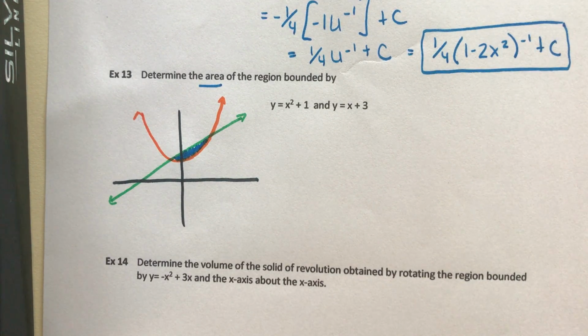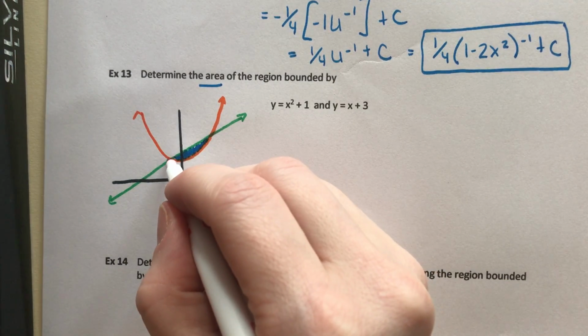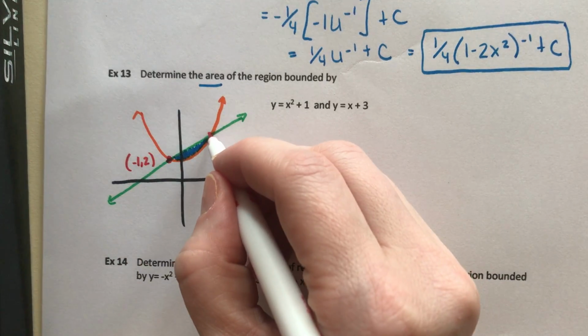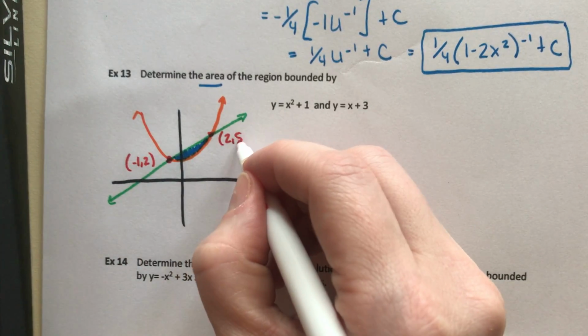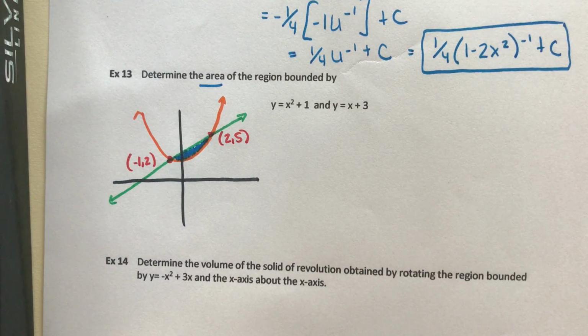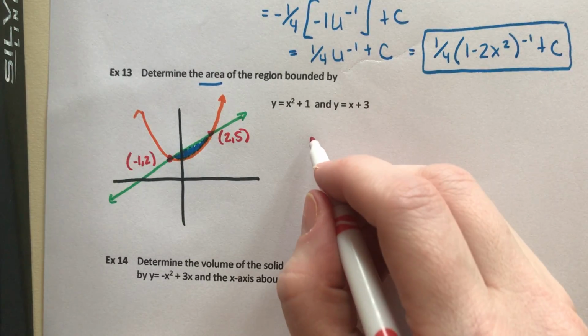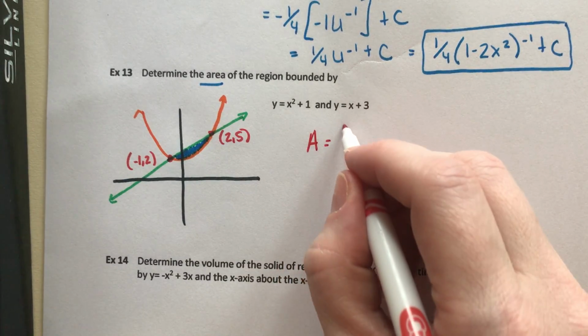Next, you're going to want to find your points of intersection. So you're going to use your second trace intersect on your calculator to find these 2 points. This one is at negative 1, 2, and this one is at 2, 5. So now that we've got that, we're ready to actually set this up. You're going to get most of your points on your test from the setup, so you want to be very careful. Your area is equal to the integral.